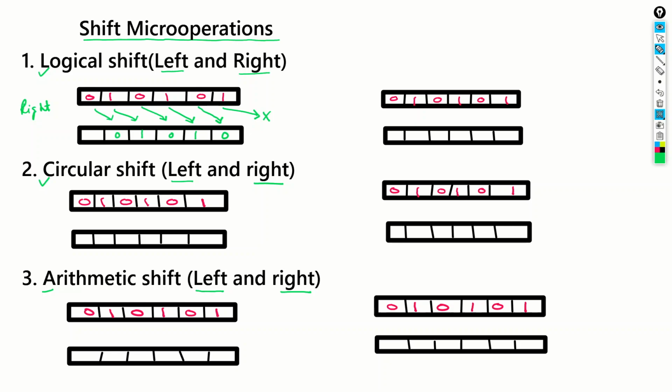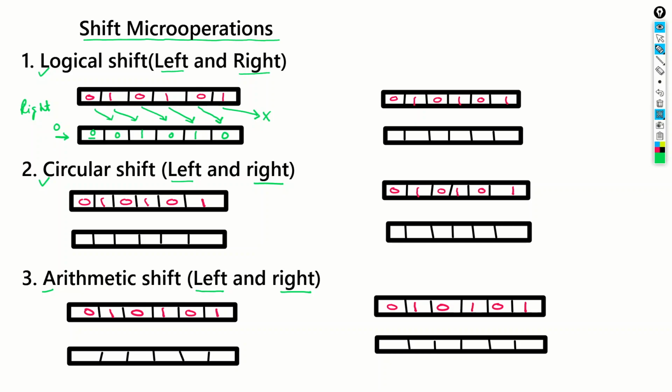Now, there will be one vacant position on this MSB. So this vacant position will be filled with 0 value. So after shifting this 010101 one bit right, my bit string will be 001010.